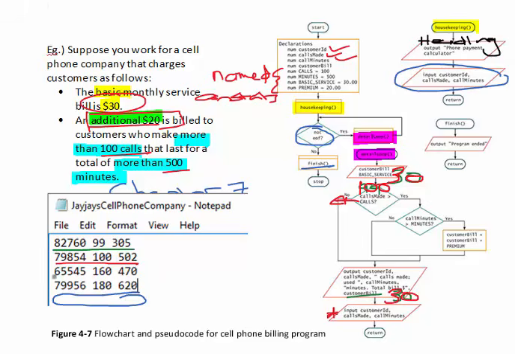So I'm going to make it blue. We're going to input 65545, 16047. They're going to be stored into their respective variables.